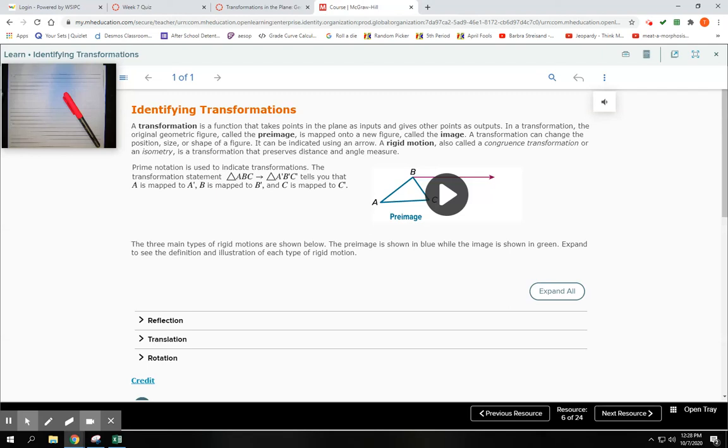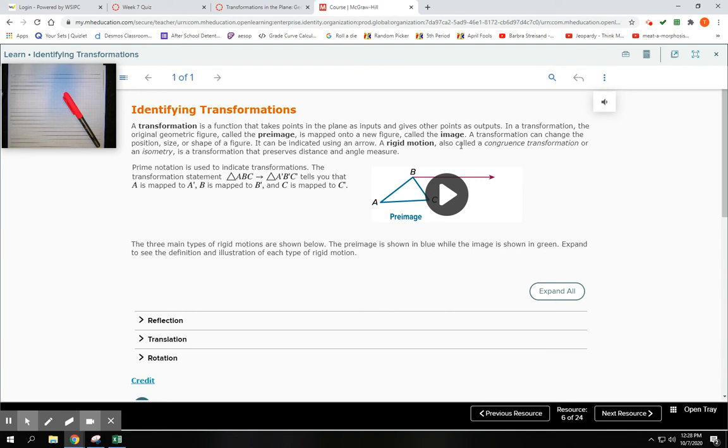Here, let's talk about how to identify a transformation. A transformation is a function that takes points in the plane as inputs and gives other points as outputs. In a transformation, the original geometric figure, called the pre-image, is mapped onto a new figure, called the image. The transformation can change the position, size, or shape of a figure. It can be indicated using an arrow.